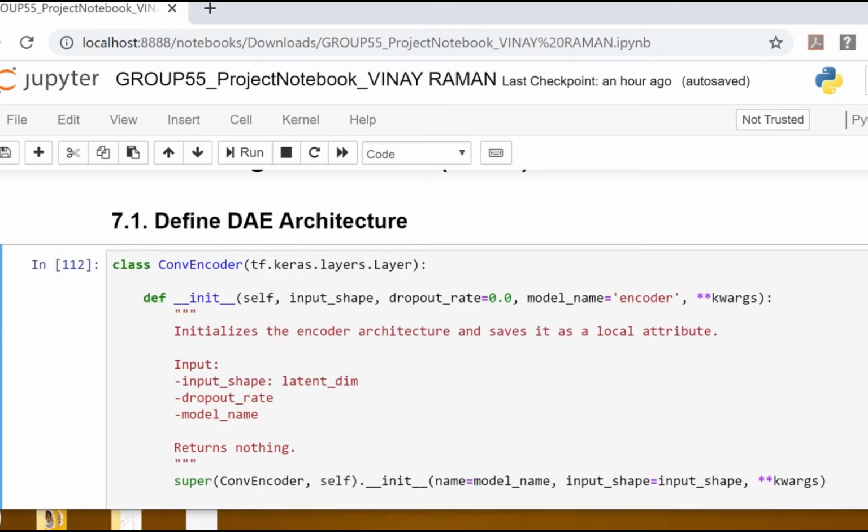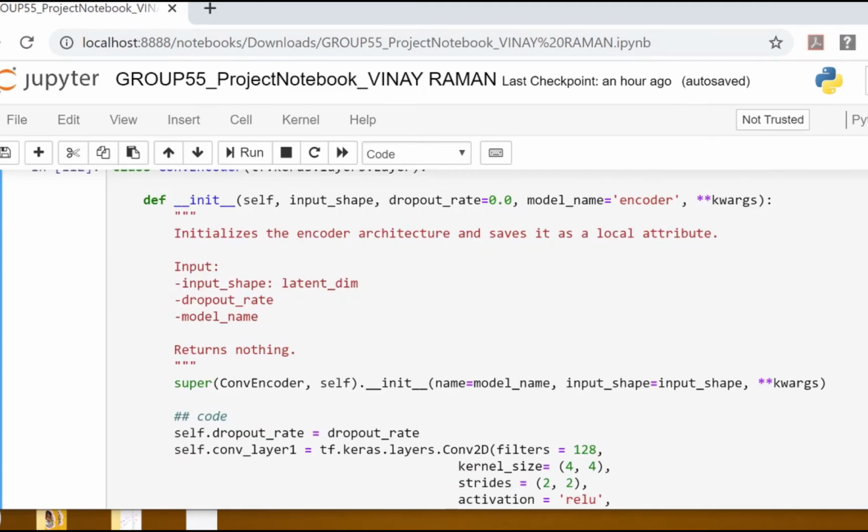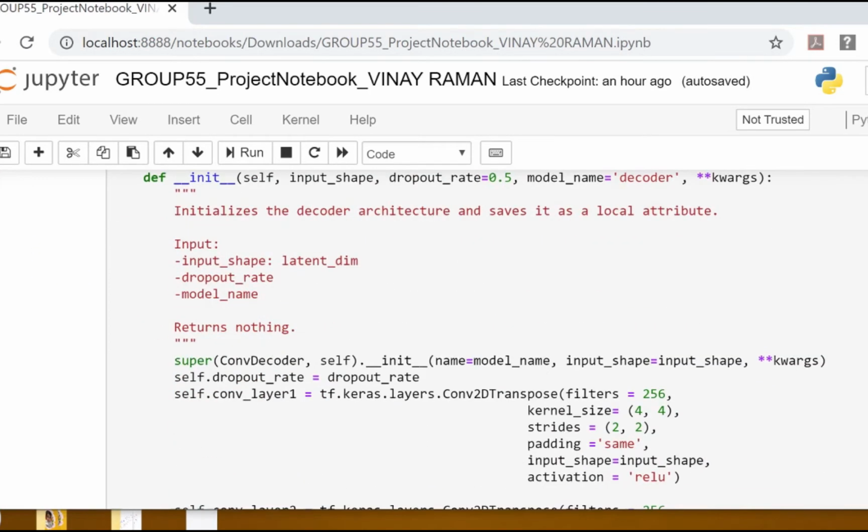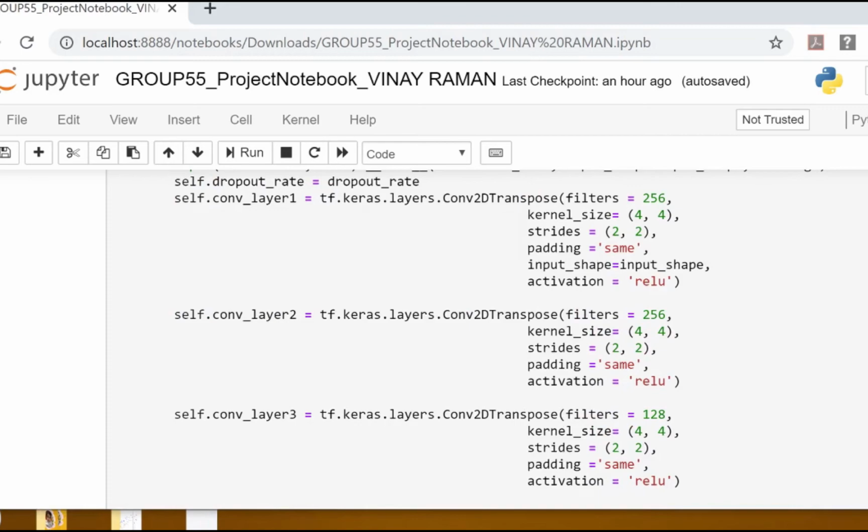The DAE architecture comprises an encoder and a decoder. The encoder has three convolution layers. The first layer has 128 filters. The second and third have 256 filters each. The decoder has a similar architecture. It has three convolution layers. The first two have 256 filters. The third one has 128 filters.